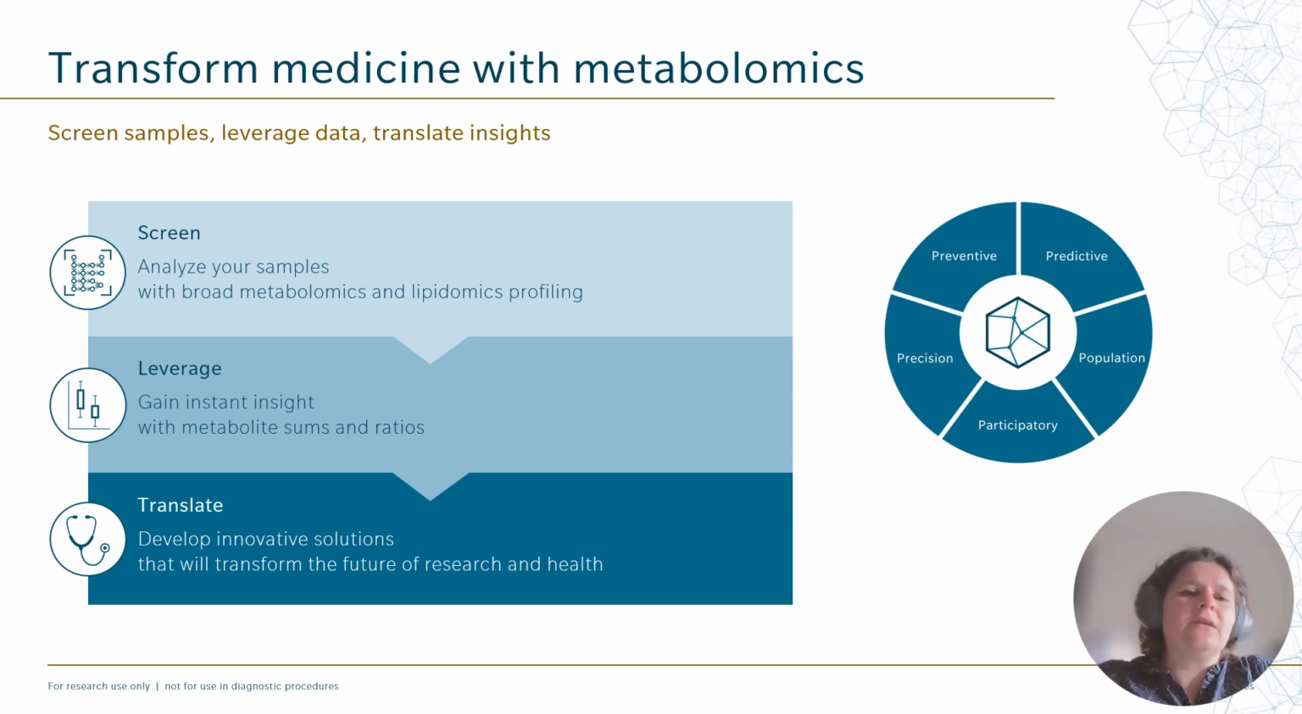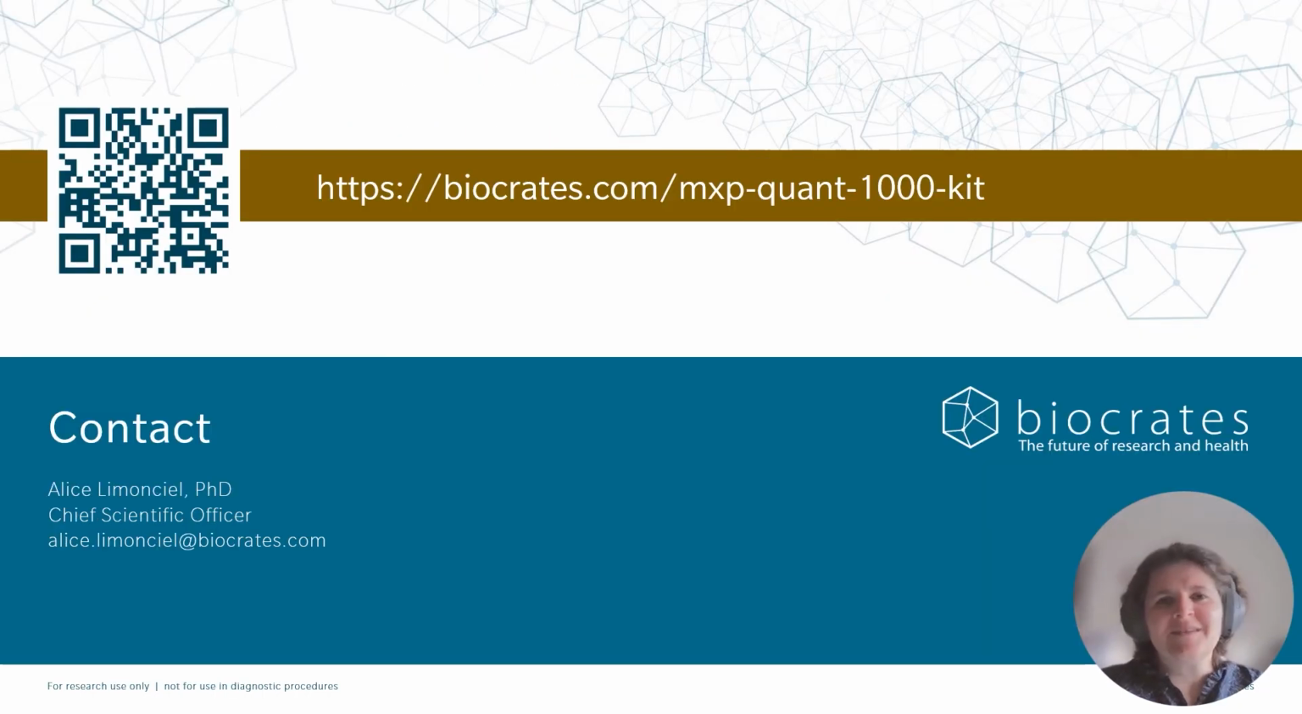Then you can use MetaboIndicator and other computational methods to leverage that knowledge. The advantage of MetaboIndicator is that it helps you to very quickly link that to relevant literature, because the sums and ratios that are calculated are based on existing literature that has been relevant in different biomedical contexts. And then depending on the application you're looking for, you can translate that into the innovative solutions that you need. So I hope that in these few minutes I could pique your interest in terms of the applications that are possible for this kit.